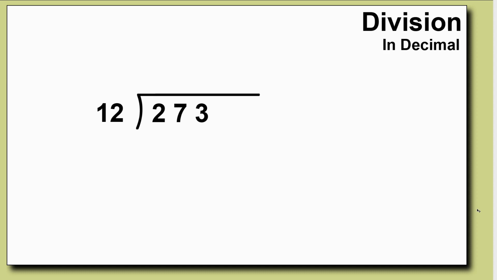So this number here is the numerator. Sometimes you'll see this called the dividend. This number over here is the denominator. You'll also see it called the divisor. But basically, this is just the long division notation for saying we're dividing 273 by 12.